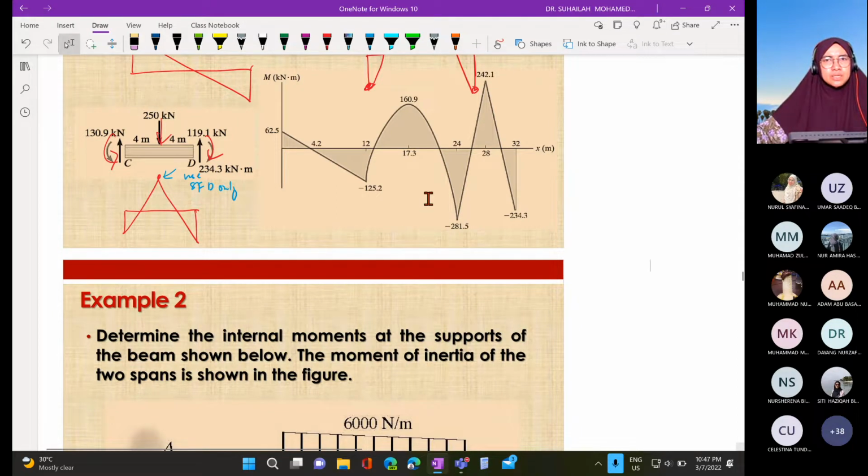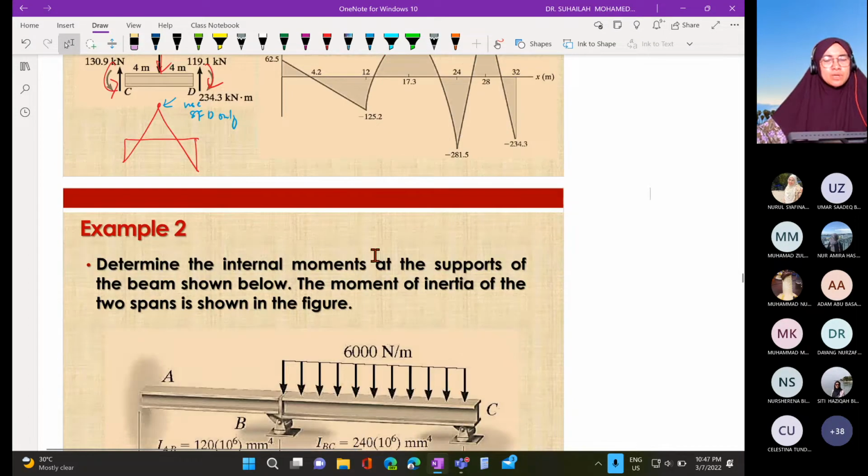If you need an extra session in order to understand more about the moment distribution method, you can inform me and I will arrange it, insyaAllah. But it will be after Tuesday, because Tuesday has an event, as I mentioned. After Tuesday, insyaAllah, it will be okay. Okay, any question before we end this session?